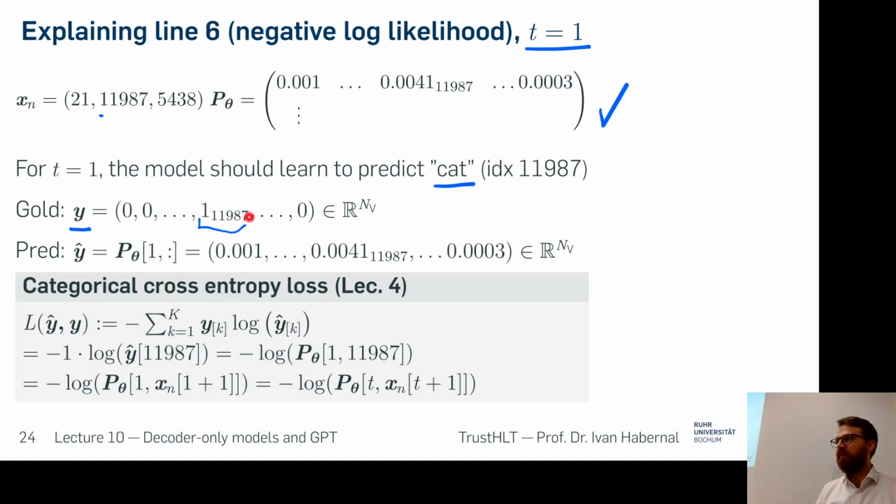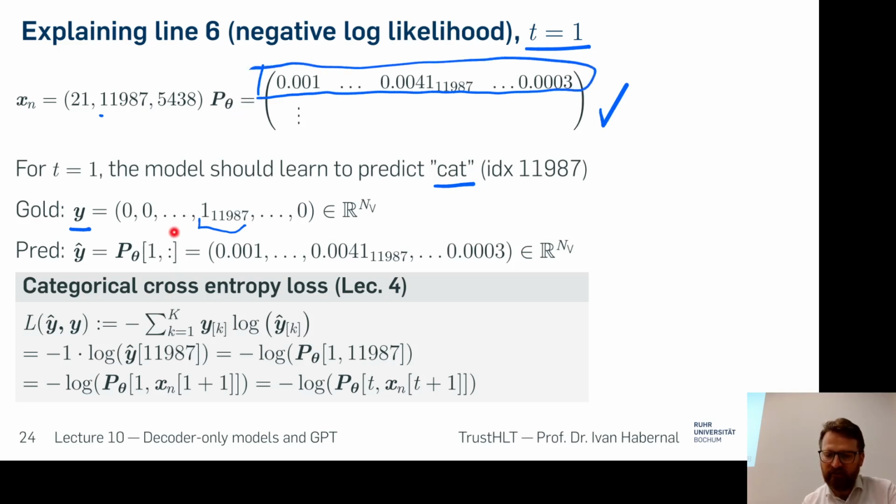Any questions? One-hot encoding? We spent a lot of time on that. So this is the gold standard. And the prediction, of course, is the first row. Now we're indexing by 1, not by 0. The first row.